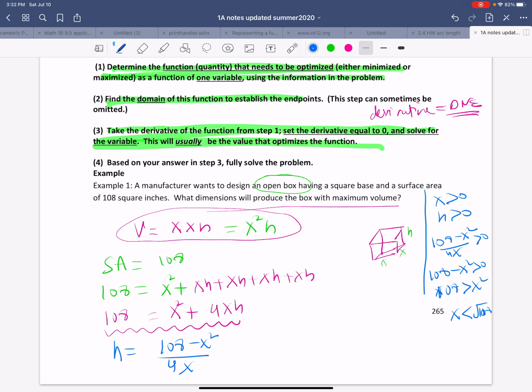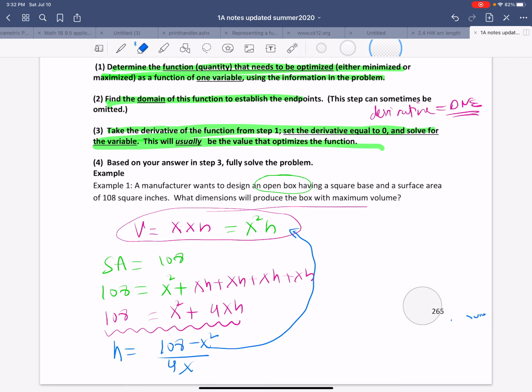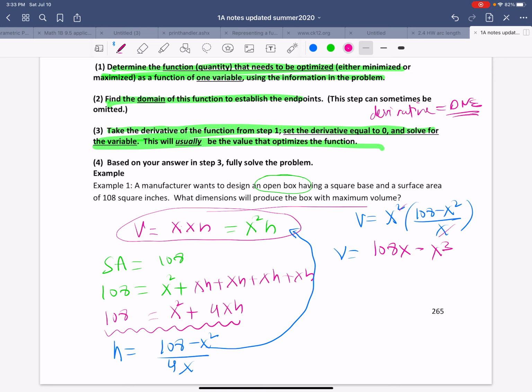Okay, so I got the h. Now I'm going to plug this in here because that's the function we want to maximize. So let's find the volume. We know the volume is x squared times h. So instead of h, I'm going to write 108 minus x squared over 4x. This leaves me with V equals 108x minus x to the third, because we can cancel one of the x's here. And we did have the 4 over here as well, so it stays with both of them.